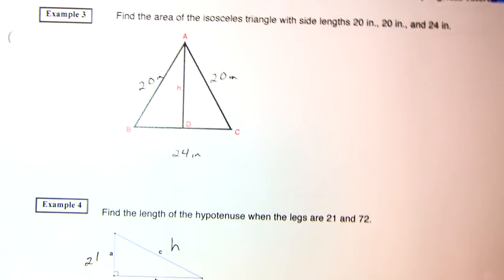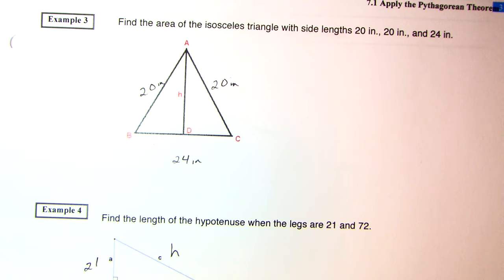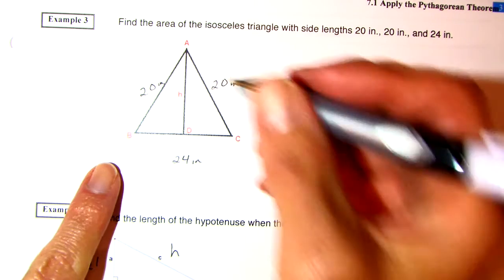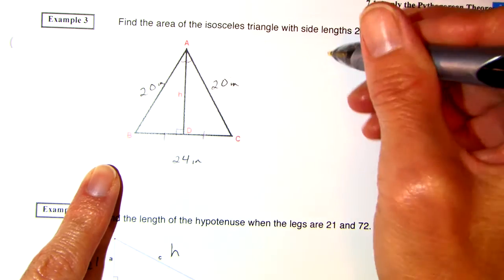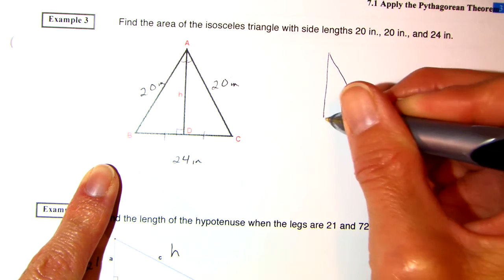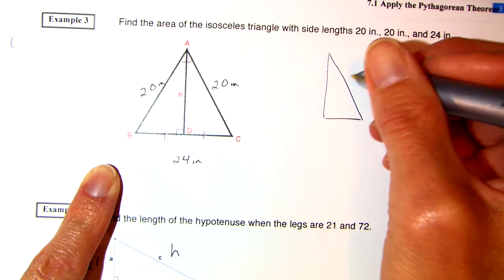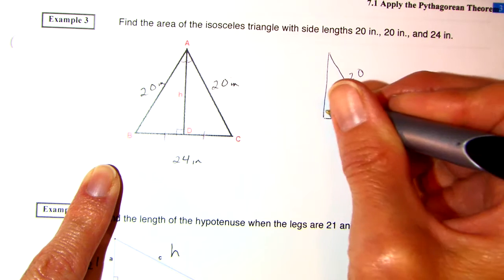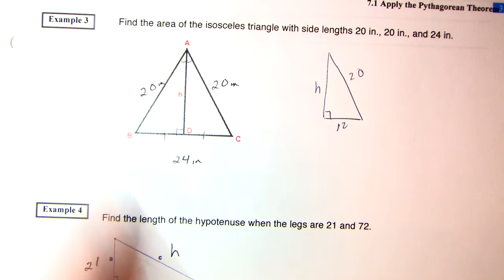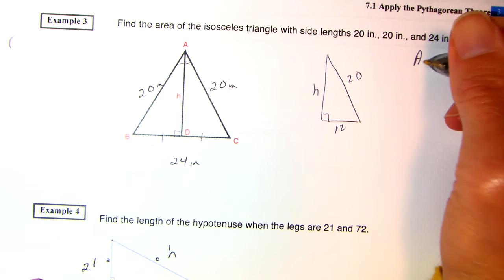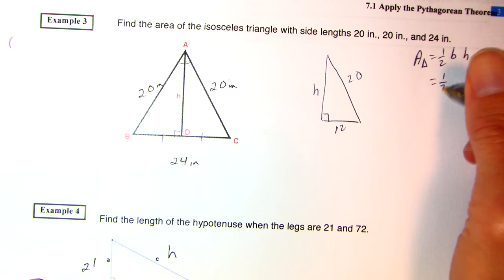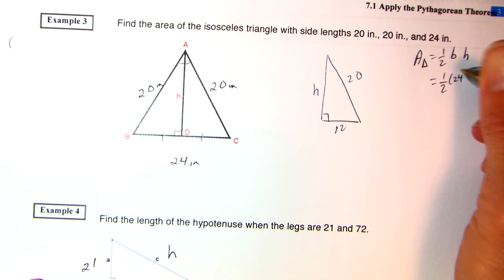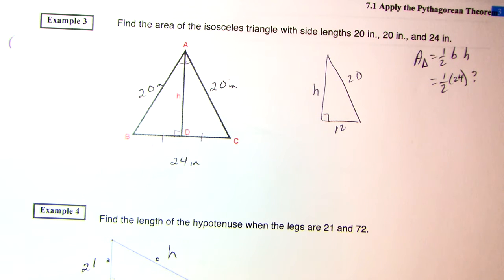Find the area of the isosceles triangle with the side lengths 20, 20, and 24. So I went ahead and wrote them in for you. And remember with isosceles, you know this information. So let's just draw half the triangle. This is 20, this is going to be 12. We need to find the height. Why do we need to find the height? Because area of a triangle is 1/2 base times height. So it's 1/2, your base is 24, and your height is, I don't know. So we got to find it.